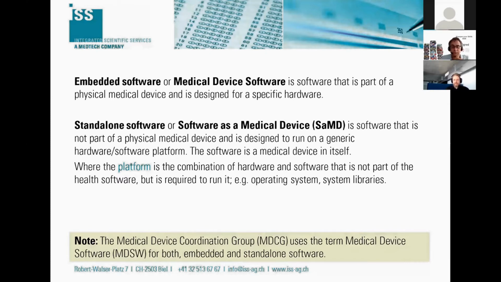If I talk about platform, that's basically the hardened software that's required to run such standalone software. Usually that's the operating system, device drivers, system libraries, something that's not delivered by the legal manufacturer. There's one complication with the terminology, the Medical Device Coordination Group. That's the part of the European Commission that makes guidelines for such things. For some reason, it uses the term medical device software for both embedded and standalone software, so potentially adding some confusion.